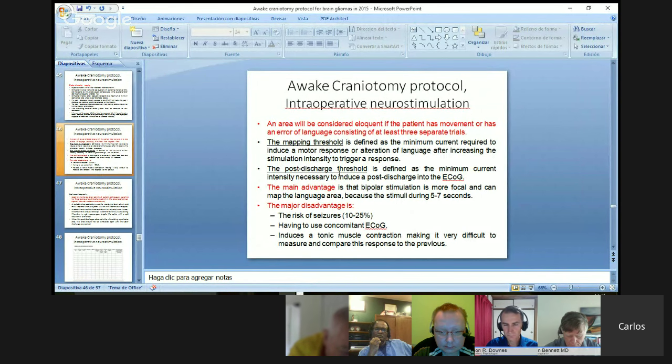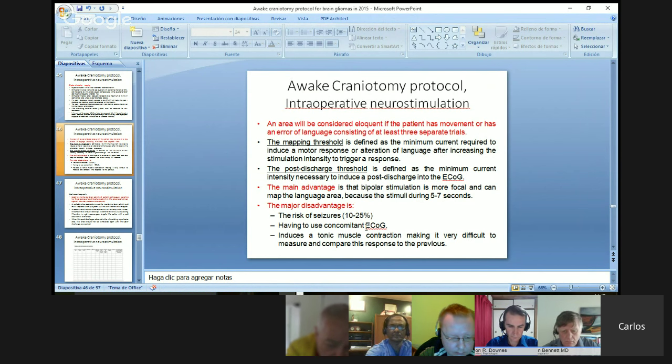The main advantage is that bipolar stimulation is more focal and can map the language area because the stimulation lasts 5 to 7 seconds. And the major disadvantage is that the risk of seizures is higher, about 10 to 25%. We need to use concomitant electrocorticography. In many cases, tonic muscle contraction makes it very difficult to measure and compare with the response to previous studies.